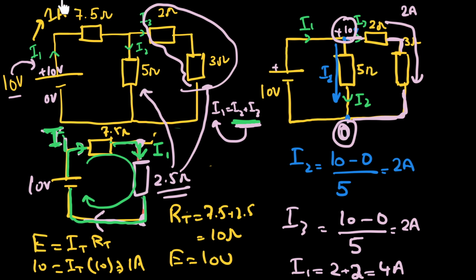That means 1 ampere divided by 2, which means that 0.5 ampere current is going in the 5 ohm resistor, and 0.5 ampere current is going here. So I2 is equal to I3 is equal to 0.5 amperes.